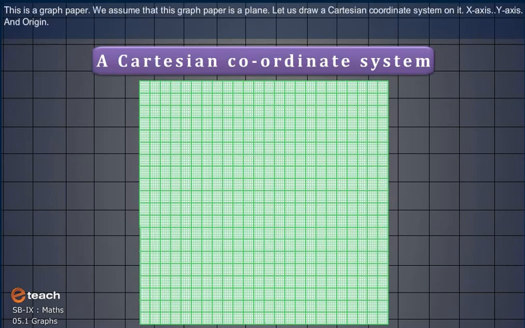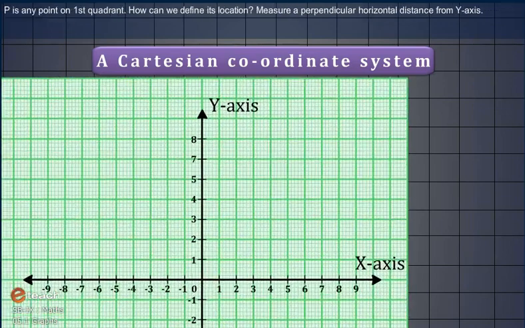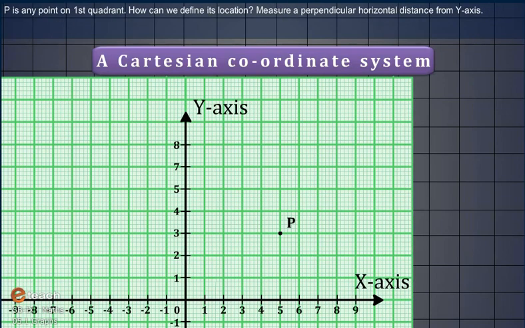This is a graph paper. We assume that this graph paper is a plane. Let us draw a Cartesian coordinate system on it. X-axis, y-axis, and origin. These x and y-axes divide a plane into four quadrants. We denote them anticlockwise as first quadrant, second quadrant, third quadrant, and fourth quadrant. P is any point in the first quadrant.